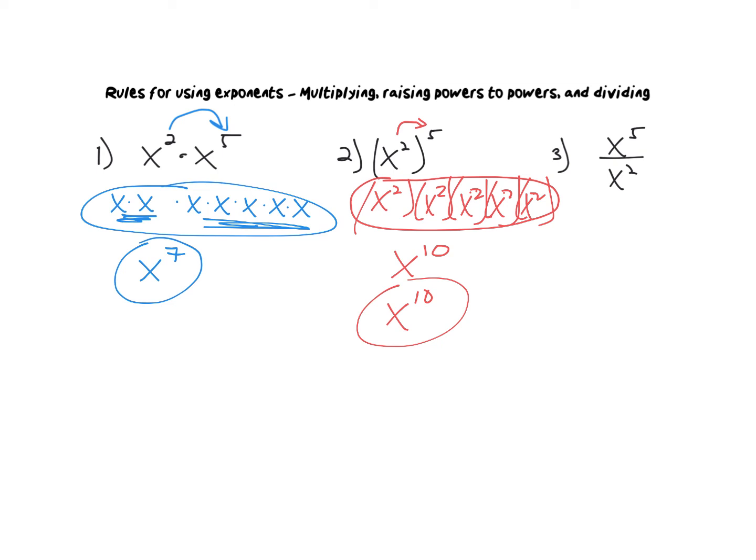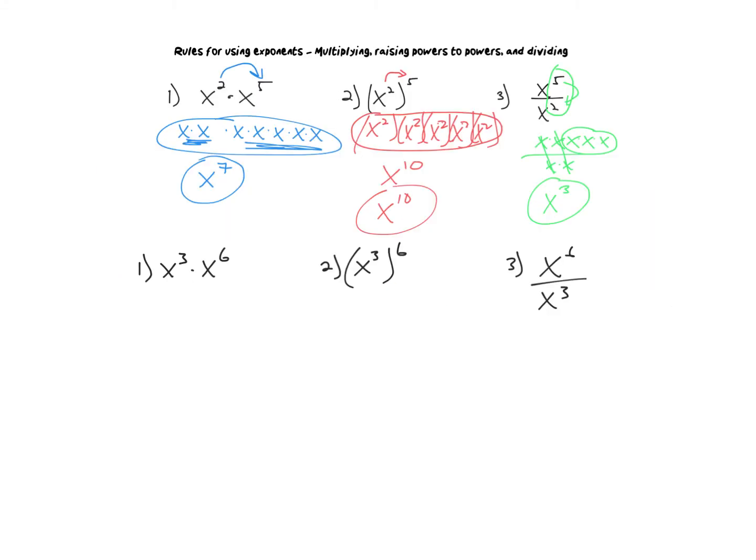Our next problem is x to the fifth over x squared, which essentially is x times x times x times x times x over x times x. And what we can do here is cancel x over x, x over x, and we're left with x times x times x, which is x to the third. And essentially here we can think about this as subtracting our exponents. 5 minus 2 is 3. So x to the third would be our answer there.